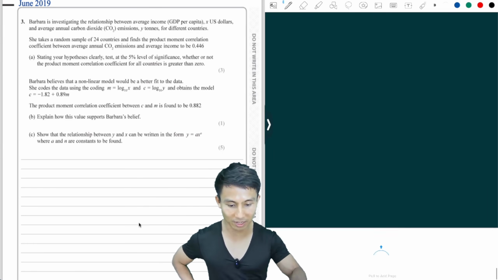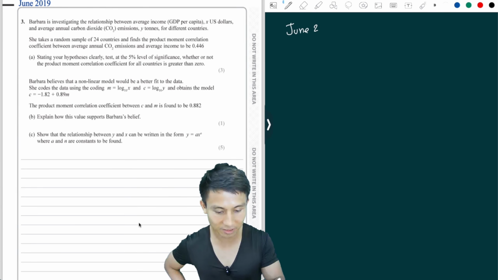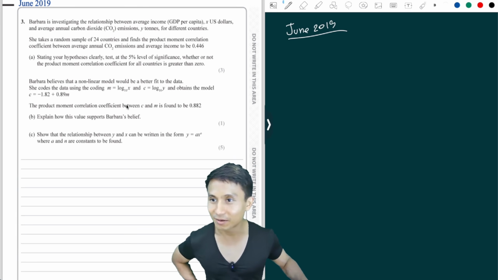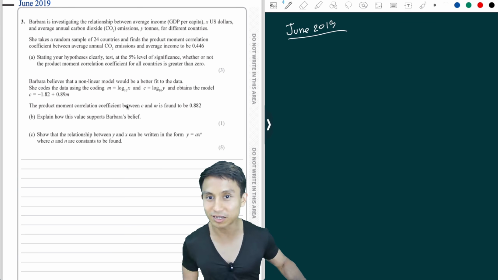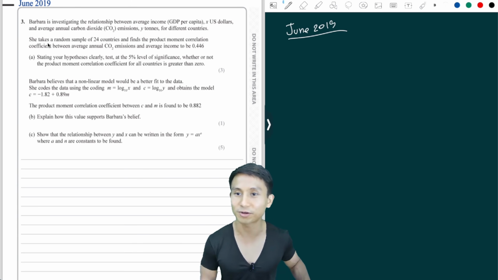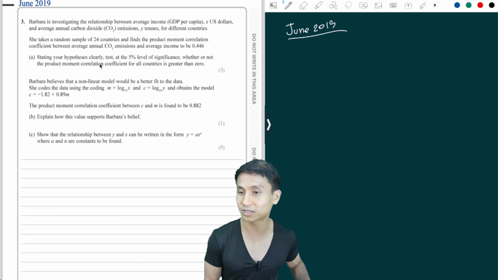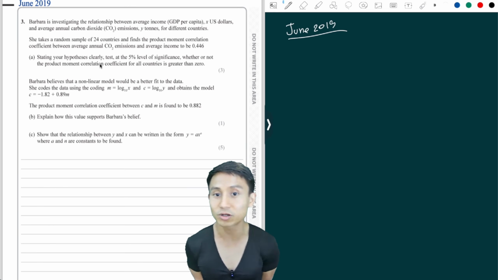Let's have a look at the next one from June 2019. This is also interesting, because as you can see, there are logs there. Barbara is investigating the relationship between average income, GDP per capita, X US dollars, and average annual carbon dioxide CO2 emissions, Y tons, for different countries. She takes a random sample of 24 countries and finds the product moment correlation.